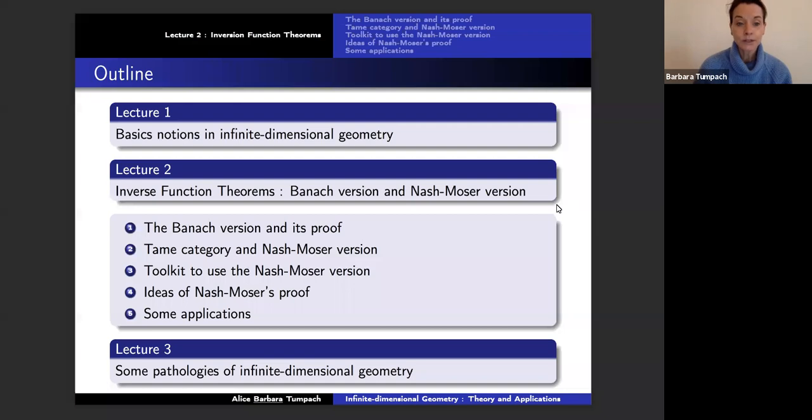Then I will give you some toolkits to use this theorem easily, I hope. And then we go through the ideas of the proof of the Nash-Moser theorem. We'll see how much we can do there. And some applications, very few.